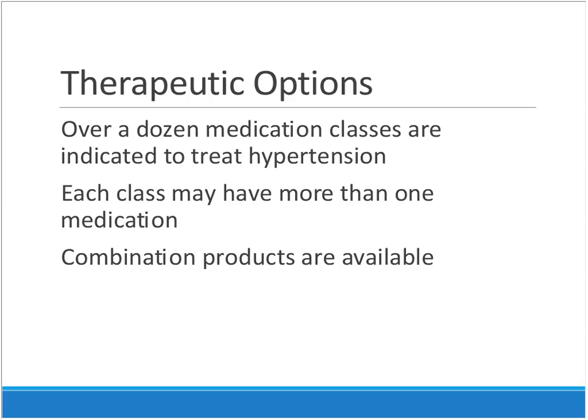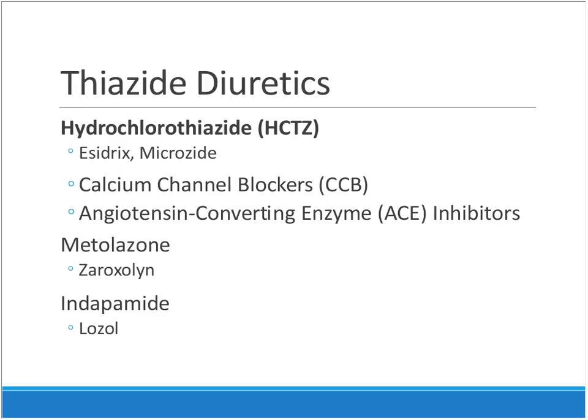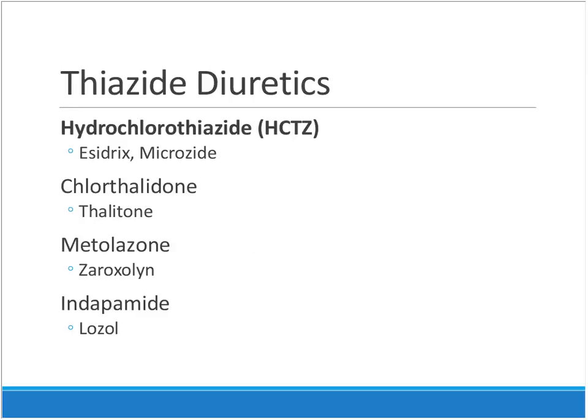Well, thankfully, JNC8 has come up with a starting lineup of medications that we can use as frontline therapies for these patients. And the 4 classes we're going to talk about first are thiazide diuretics, calcium channel blockers, angiotensin-converting enzyme inhibitors, you've probably heard of ACE inhibitors, or angiotensin receptor blockers, which are ARBs. Now, thiazide diuretics, the big one that we want to talk about is hydrochlorothiazide. It is certainly the most prevalent of all of the thiazide diuretics available.